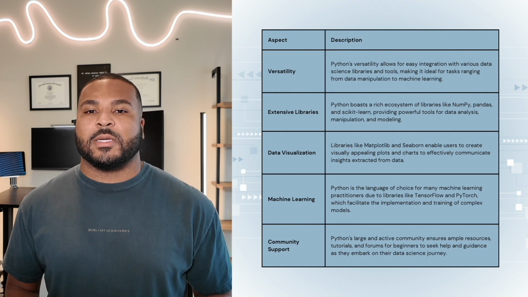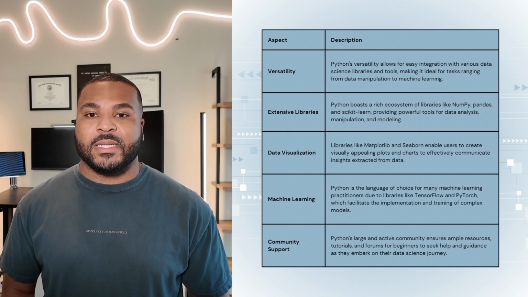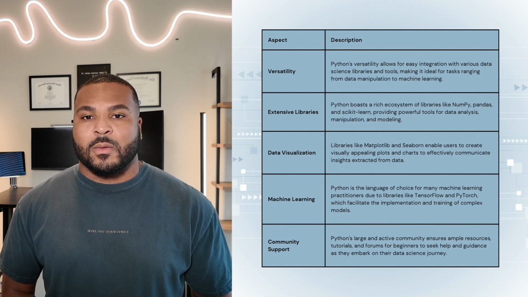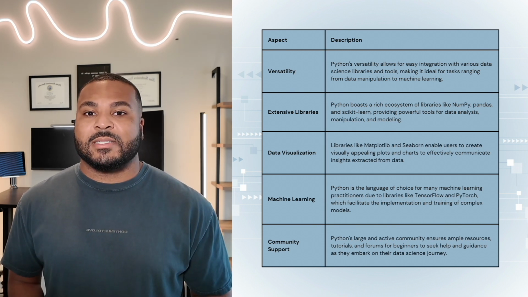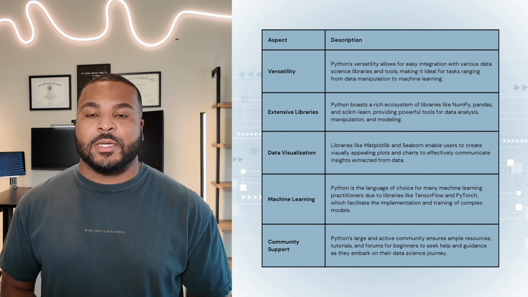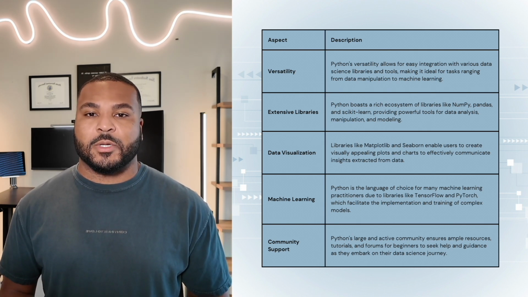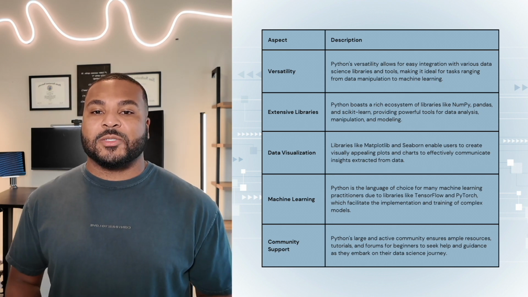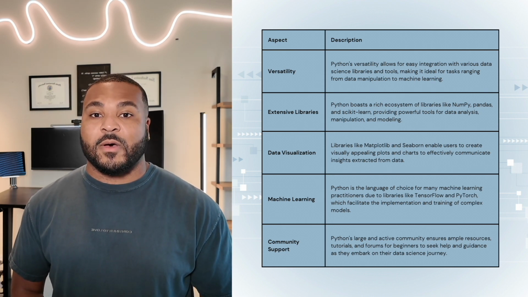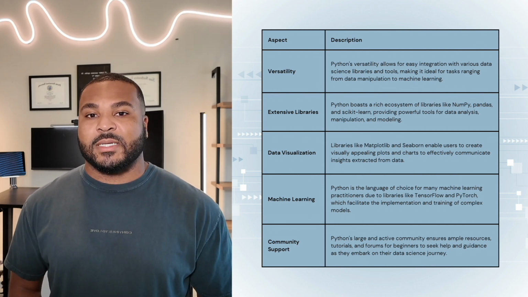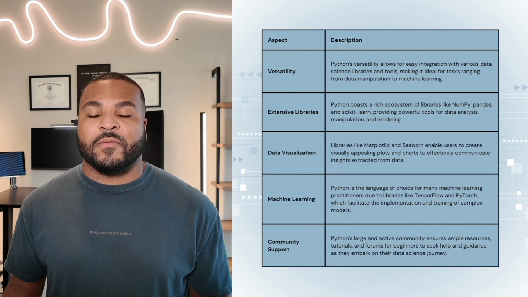Speaking of machine learning, Python is a language of choice for many data scientists and machine learning engineers. But why? Well, because of the libraries like TensorFlow and PyTorch, which provide high-level APIs for building and training deep learning models. These libraries abstract away much of the complexity involved in implementing neural networks, allowing you to focus on experimenting with different architectures and hyperparameters to find the best model for your data.